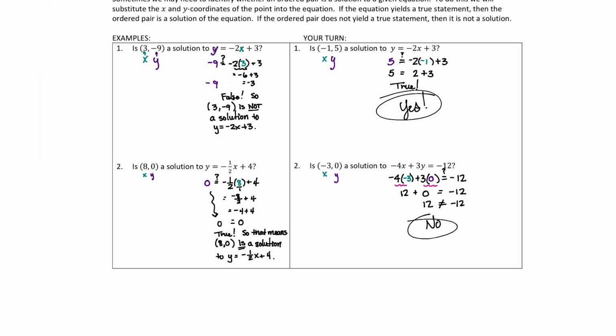Okay, so to figure out if a point is a solution or not, plug it in and see if you get something that's true or false. I write false in here so you can see.